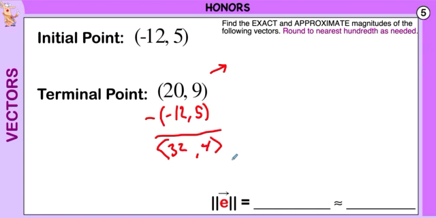Now if I do 20 minus a minus 12, of course that's 32, and 9 minus 5 is 4. So if I punch this into the calculator, I get the square root of 1040, and I get the approximate of 32.25.